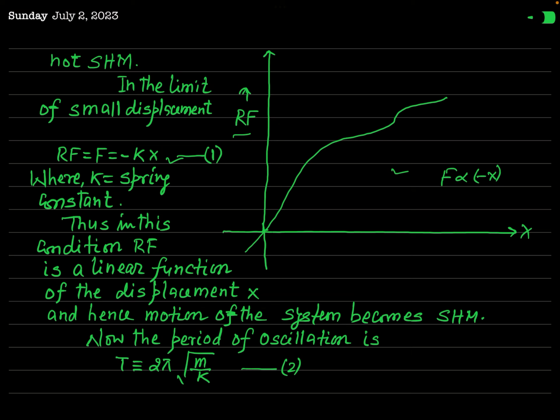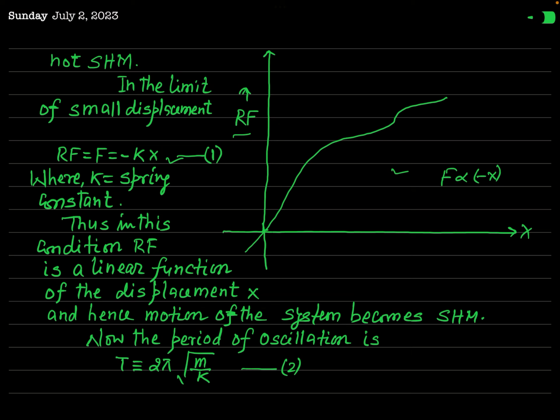And as you have learnt earlier, if the motion is simple harmonic, then what is the time period? The standard formula for time period is given by T equal to 2 pi root over m by k. So knowing the value of k and m, you can easily find the time period.